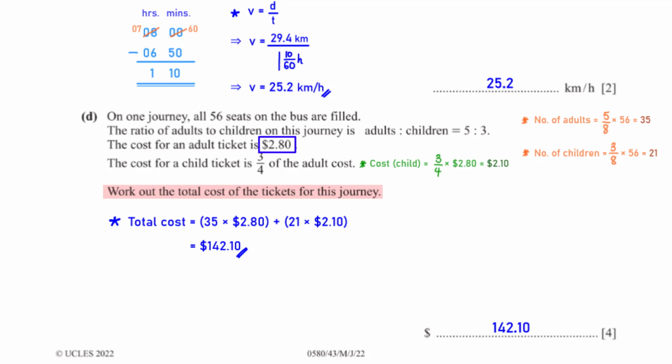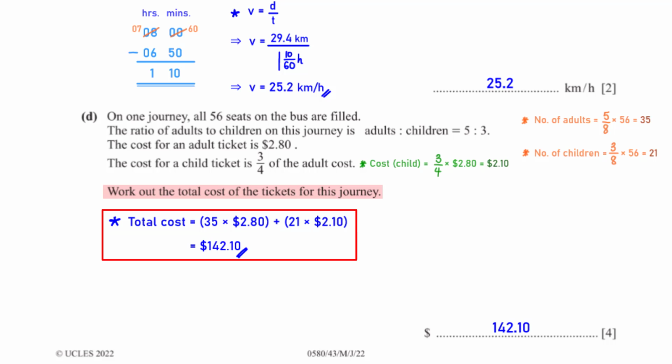We've been given the cost of an adult ticket to be $2.8. To get the cost of a child ticket, we take 3/4 of $2.8, which is equal to $2.1. So the total cost of the tickets is equal to the total cost for the adults, which is 35 times $2.8, plus the total cost for the children, which is 21 times $2.1. This gives us $142.1.